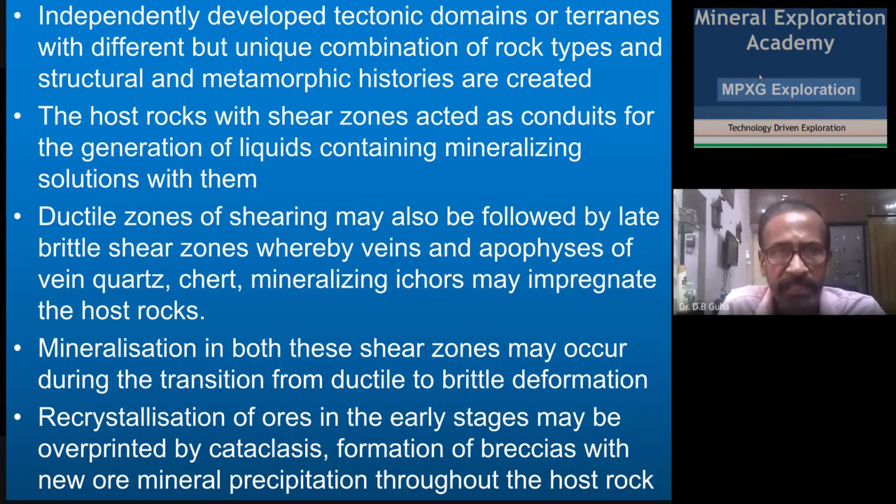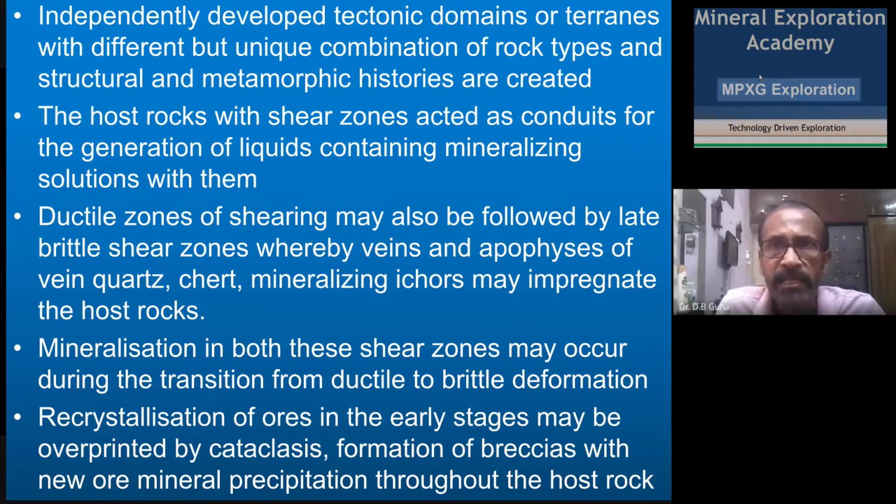But I have already said that within two major shear zones, tectonic domains are found this way during deformation and metamorphism of intense nature, independently developed tectonic domains or terranes. Certain terranes are developed bound by two shear zones in which a unique combination of rock types will be there, and the combination of structural and metamorphic histories will be created individually. These shear zones are in a later phase amalgamated during later deformations also, and they come together and stay, or they are seen at present side by side.